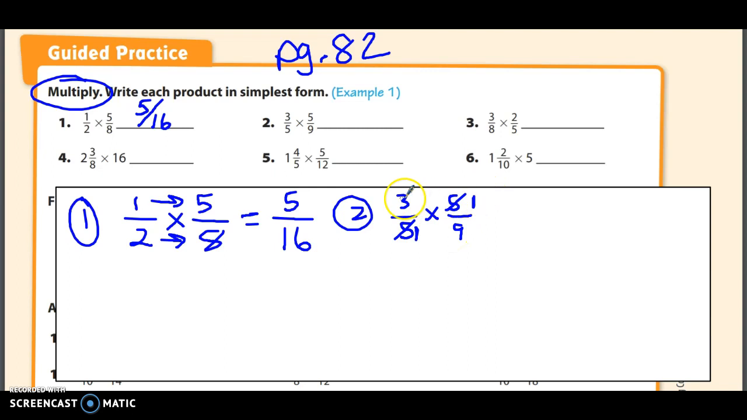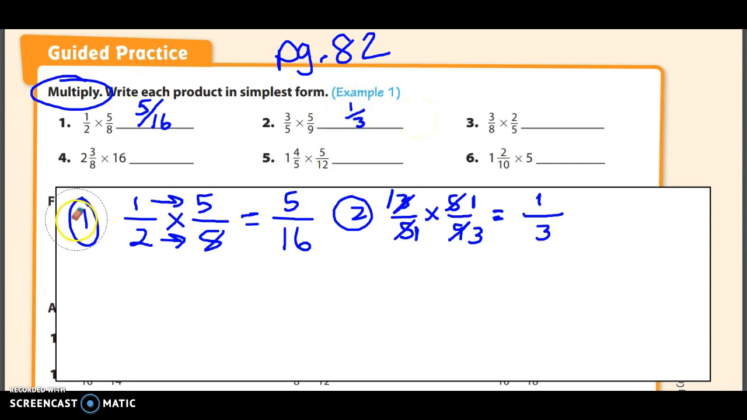So now these become 1s, and 3 and 9 share a factor as well. 3 goes into itself once, and 3 goes into 9 3 times. So look at how simple that is. All I have left is 1 times 1, which is 1, and 1 times 3, which is 3. The answer is 1/3. If you disagree with that answer, I'm thinking it's because you're not simplifying. The answer is 1/3. I don't like how I wrote that, so I'm going to make that a little bit neater. 1/3.